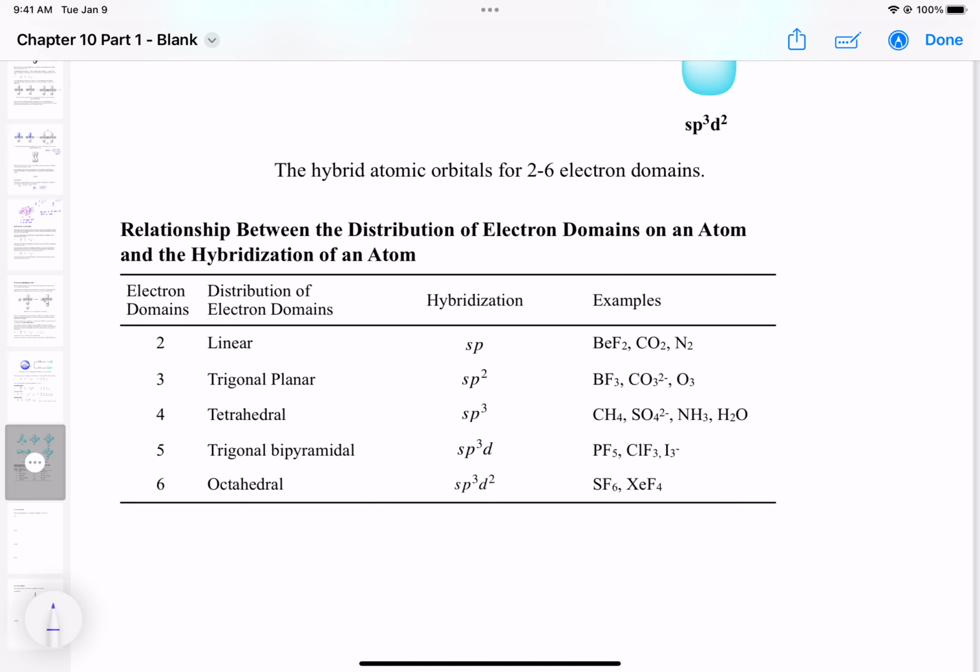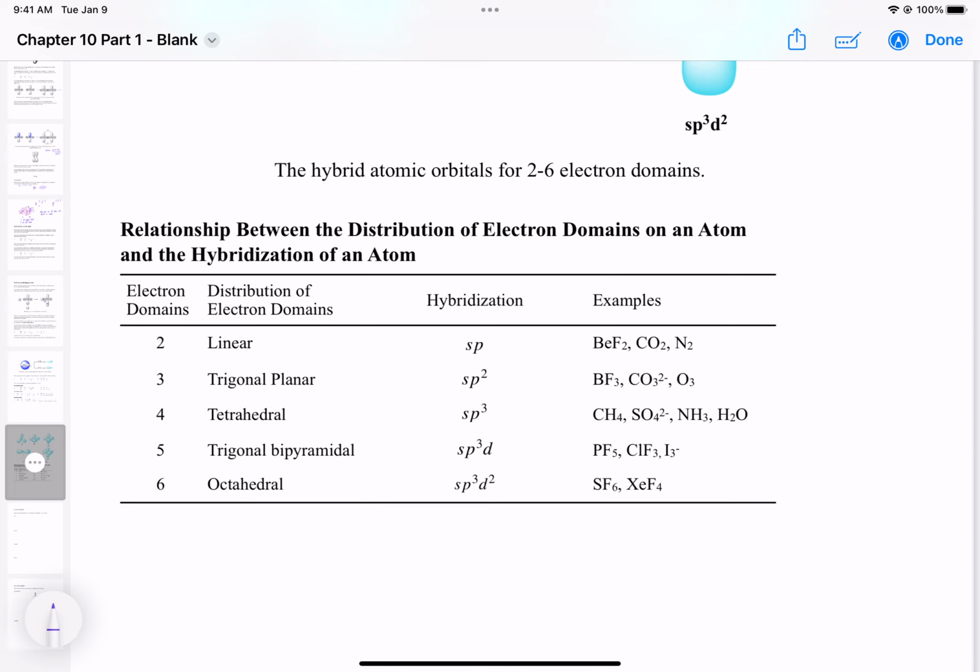So linear for two electron domains, we have sp hybridization. Some examples are beryllium difluoride, or beryllium fluoride, carbon dioxide, nitrogen gas. Trigonal planar, three electron domains. So we should have three orbitals to form three bonds, or a lone pair orbital, sp2. So common examples are BF3, carbonate ion, and ozone. Four electron domains, we have tetrahedral arrangement of electrons, so four orbitals or four bonds, sp3 hybridized: CH4, sulfate, ammonia, and water. Okay.